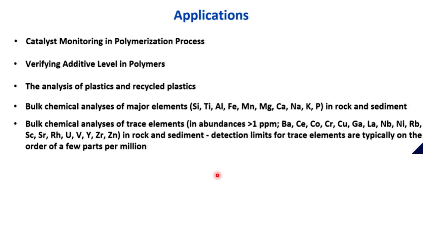The analysis of plastic and recycled plastic is also possible through XRF. Bulk chemical analysis of major elements, those with high atomic numbers, silicon, titanium, aluminum, in rock and sediment, is also possible. Bulk chemical analysis of trace elements with abundance greater than 1 ppm in rock and sediment, that means in solid material. Detected trace elements are typically on the order of a few parts per million. So even 1 ppm can be detected through the XRF study.